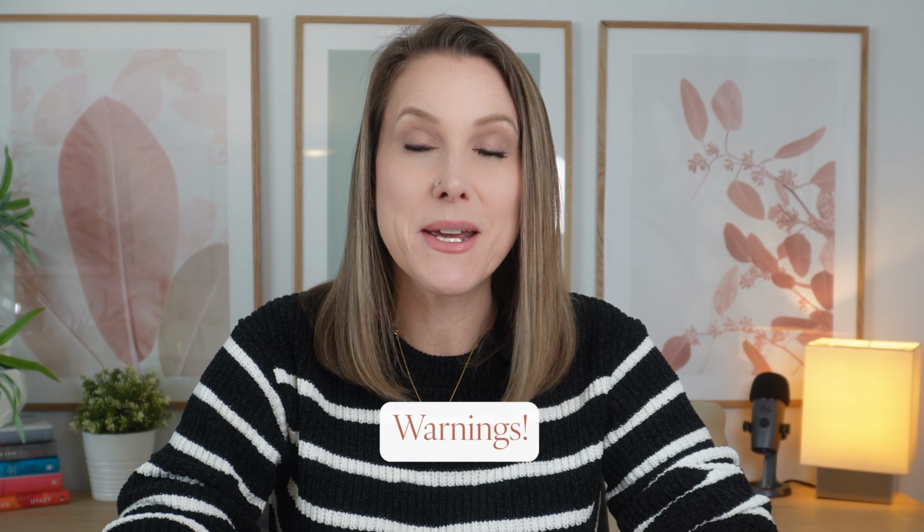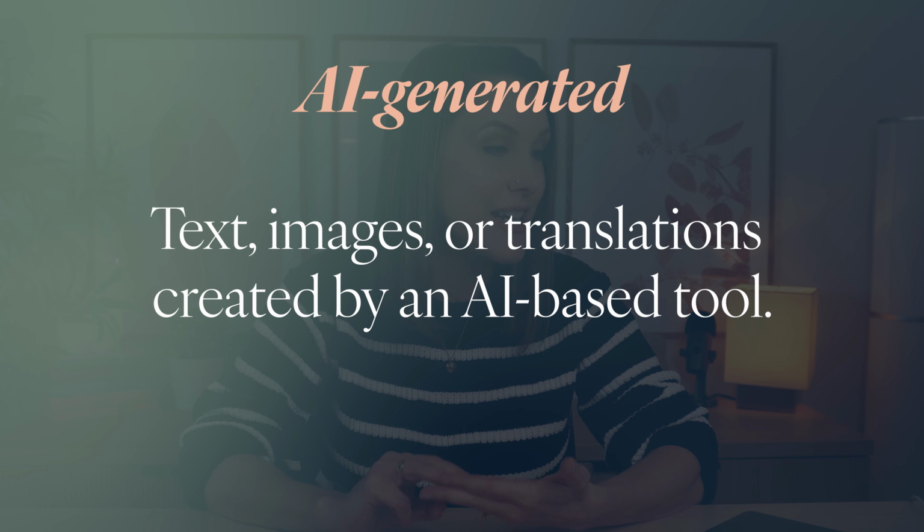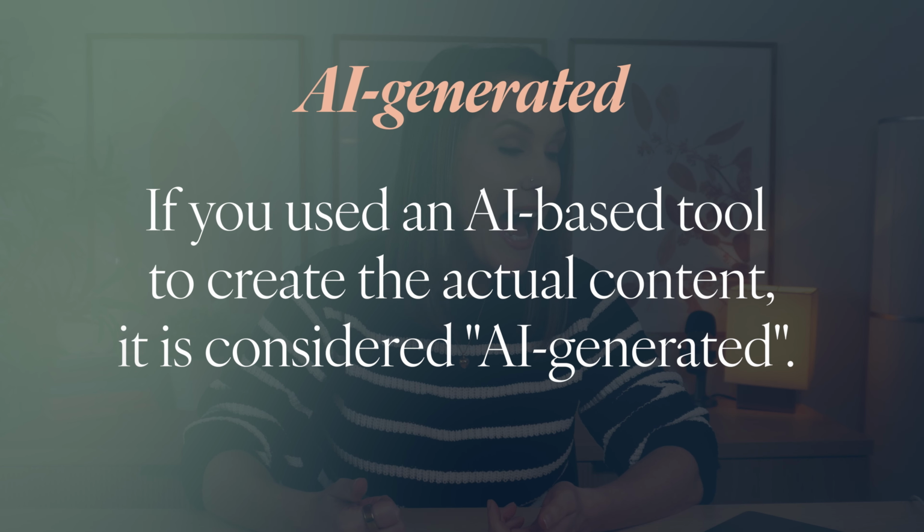So let's have a quick 30-second conversation about warnings, because if you plan on publishing your ChatGPT created book on Amazon, you are going to have to let them know. So the first thing you need to do is determine if the content you have generated is AI assisted or AI generated. KDP outlines AI generated content as text, images, or translations created by an AI-based tool. If you use an AI-based tool to create the actual content, whether text, images, or translations, it's considered AI generated, even if you applied substantial edits afterward.